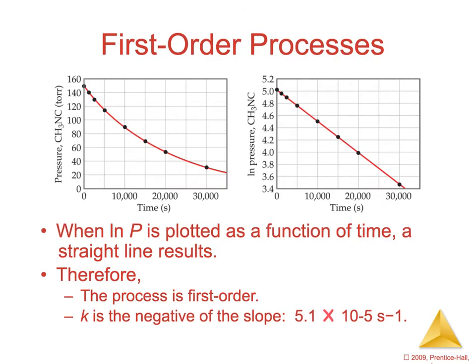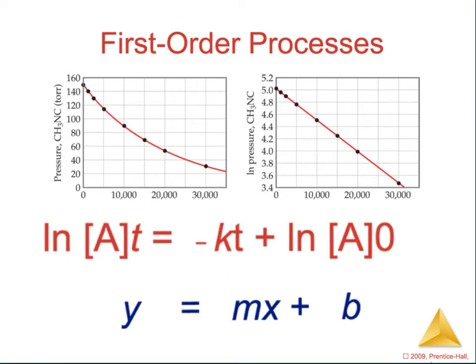But if we graph the natural log of the pressure versus time, for a first-order process, we get a straight line. We can also determine what our rate constant, or k, is from the graph by taking the slope of the line. Since the slope is the equivalent of the value for negative k, we can take the negative slope to determine k, the rate constant.